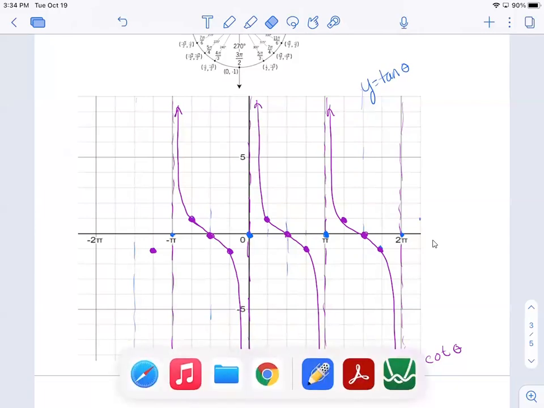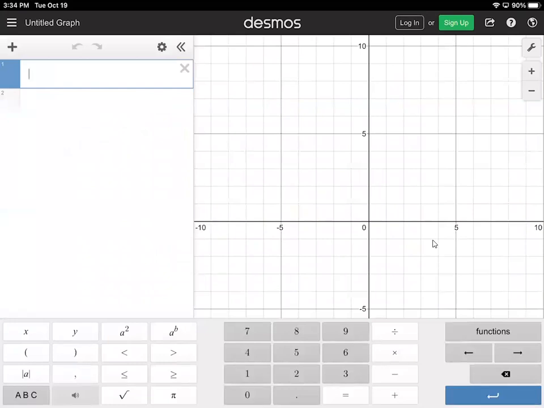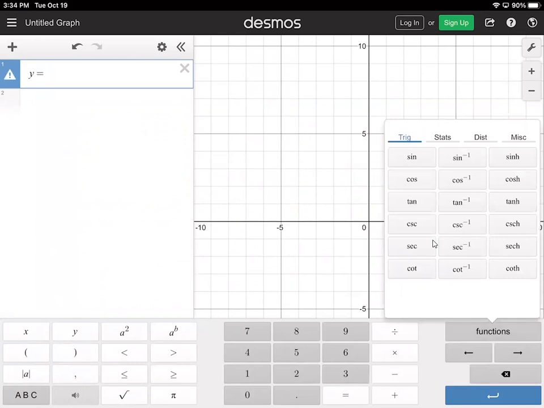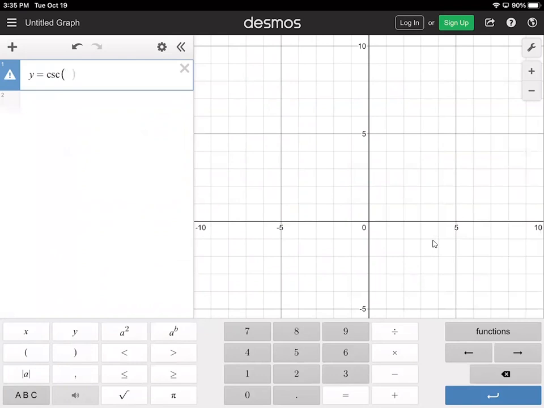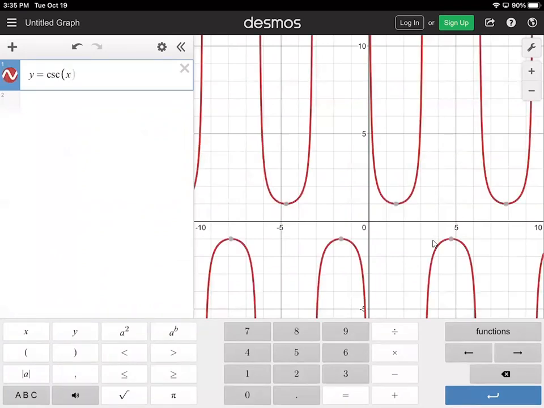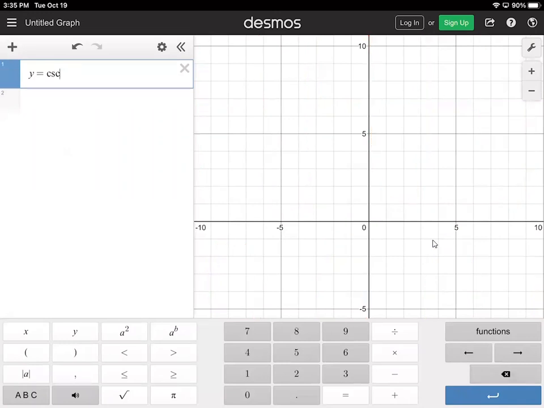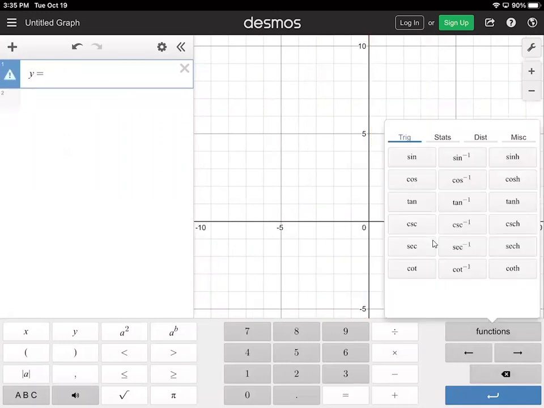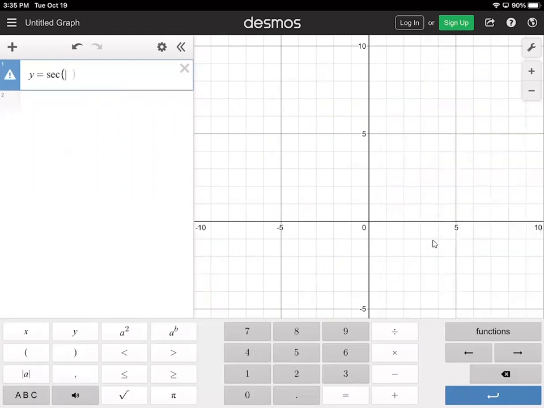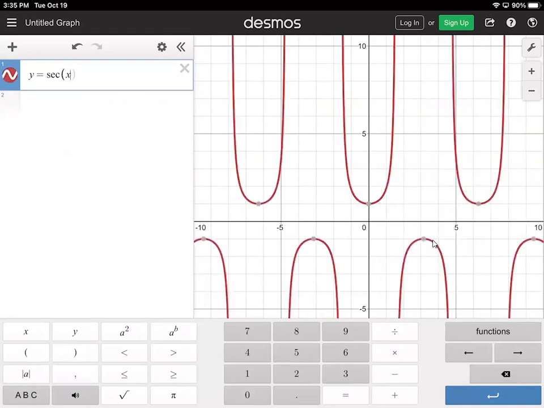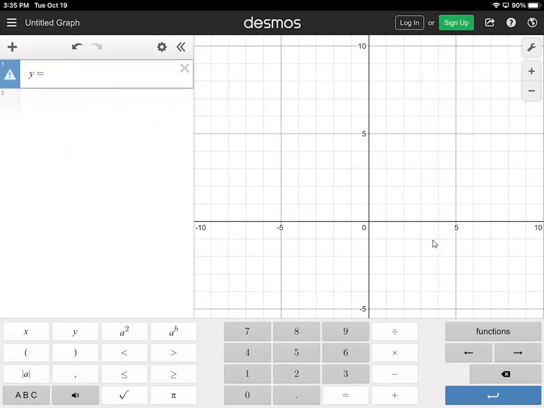So the last thing I wanted to show you is just using Desmos, just putting them in so you can see what they visually look like. Y equals, so the first one we did was cosecant. So there it is, right? We came up with that on our own. The next one we talked about was secant. We came up with that on our own. And then the last two we talked about in this video were tangent.